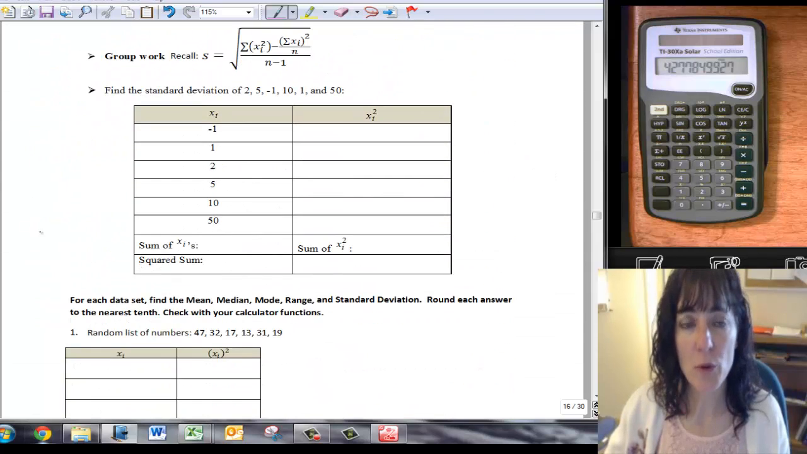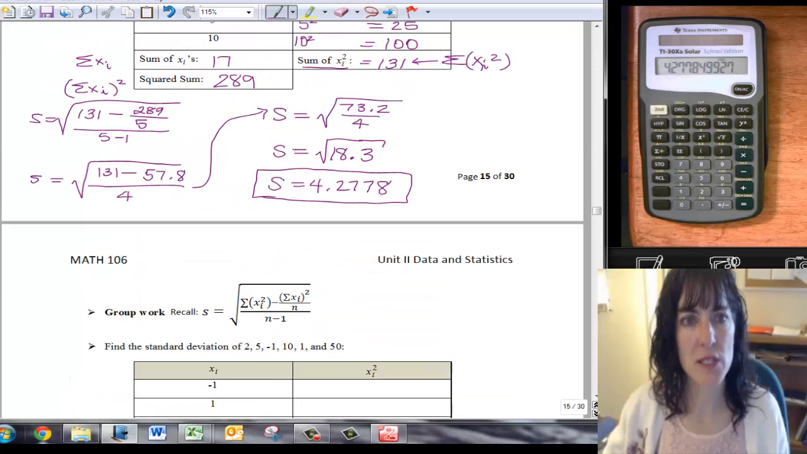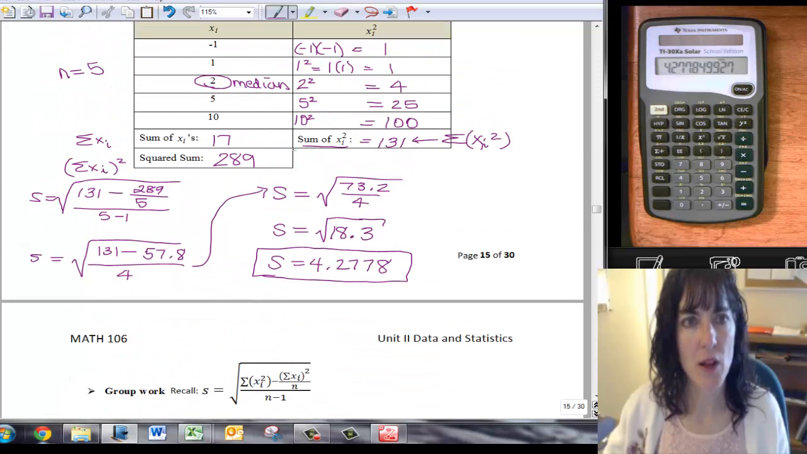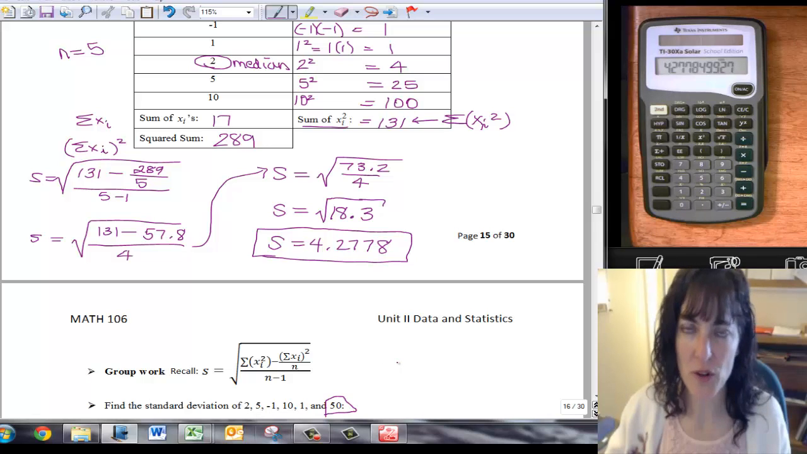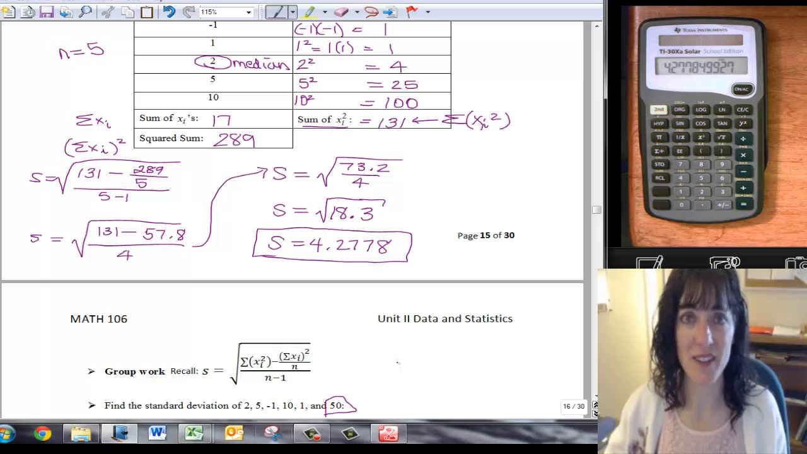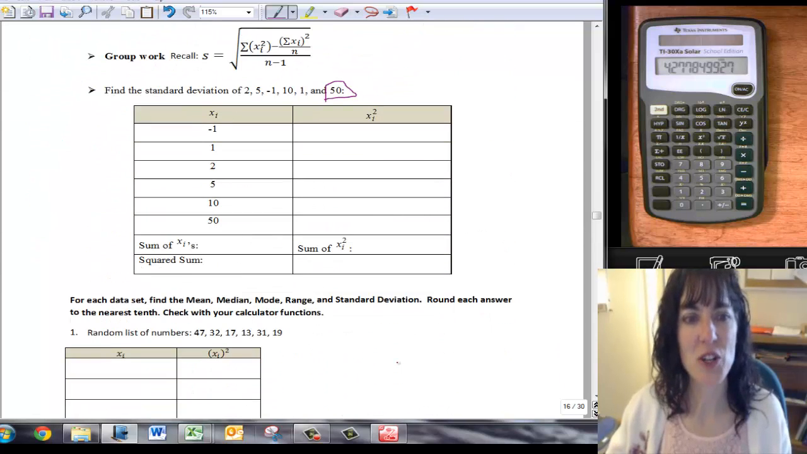Okay, so I rewrote the formula for you, and I want you to give this table a try. So it's some numbers. Let's take a look if they're the same. If we can: -1, 1, 2, 5, 10, and then we have a new value, this 50. So let's see what happens to our standard deviation when we put that 50 on there. Okay, you guys try that one out.